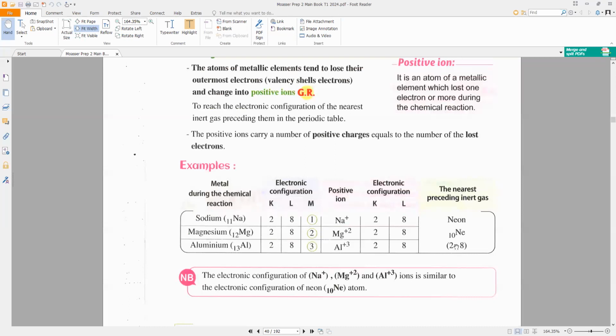Aluminum plus three because it lost three electrons. And their electronic configuration after losing the electrons is similar to neon, the same electronic configuration as neon, and neon is located preceding all of these elements in the above period.